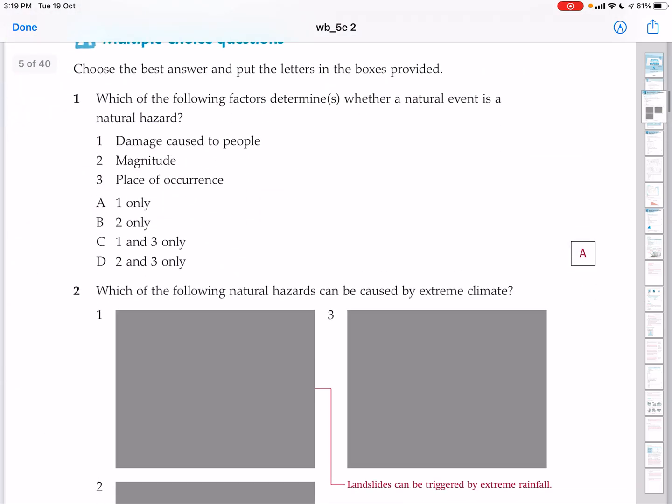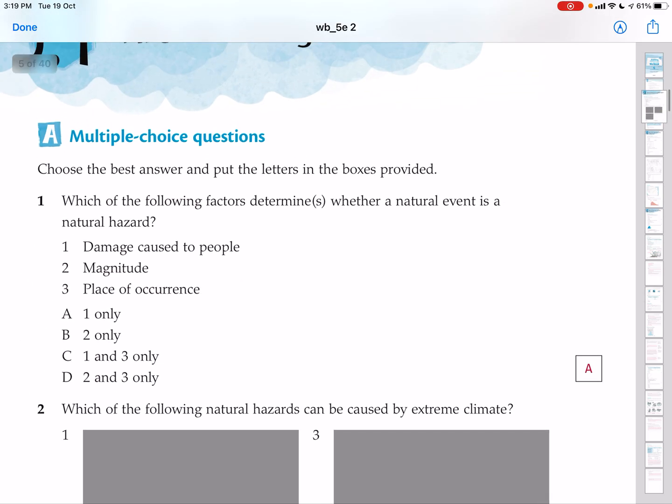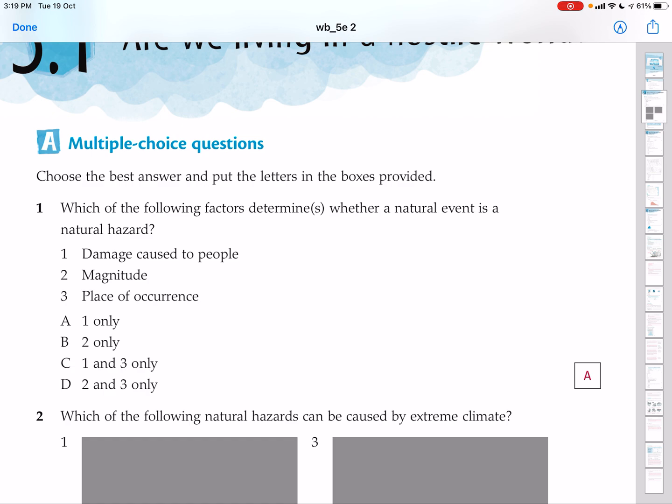To start with, 5.1: which of the following are the natural events below a natural hazard, or natural hazards not below a natural event? Indeed, if you are going to make a lot of damages, then it will be called a natural hazard. But for example, if the volcano is just going to erupt in some very sparsely populated area or even a lowland area, then it will become a natural event. So accordingly, it is A.